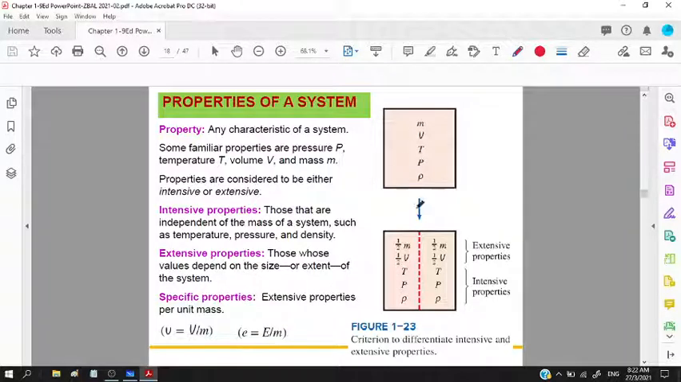So these are examples of extensive and intensive properties. When we divide this tank, initially we have the mass, volume, temperature, pressure, and density, divided into two. Then we find out that the mass is also divided into two. Same goes for the volume, but the temperature, pressure, and density remain the same. So the ones that change when the size of the system changes are called extensive properties. Then T, P, and rho do not change, and these are called intensive properties.